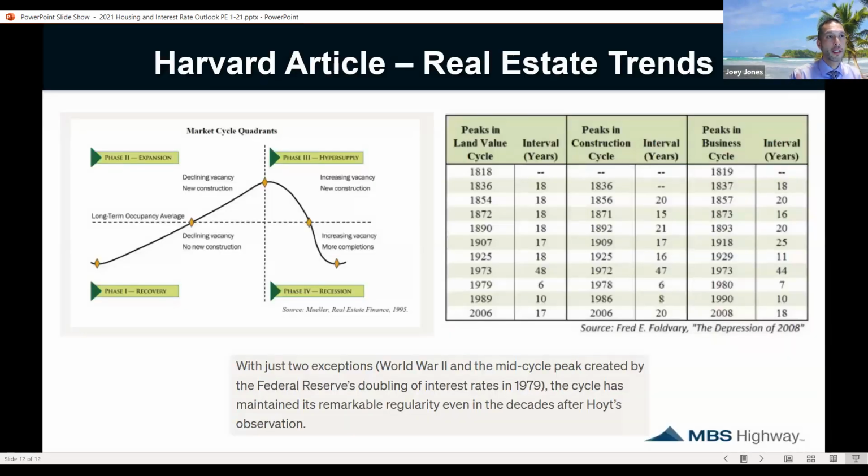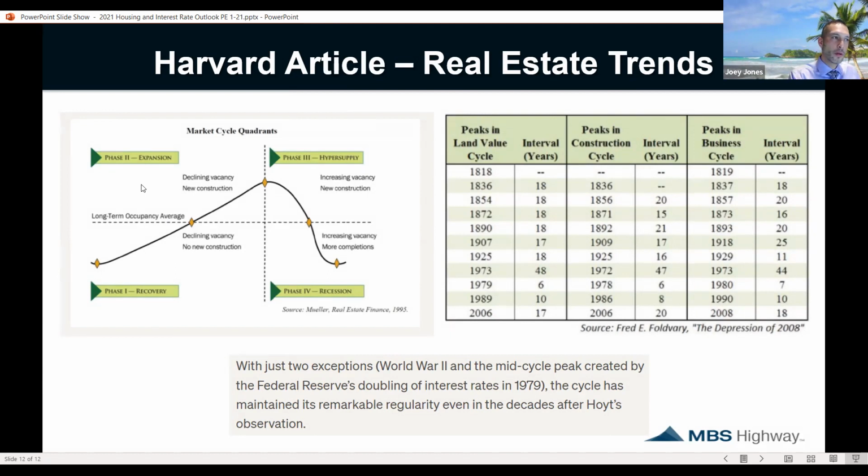And then this chart is something that I gleaned from a Harvard article, How to Use Real Estate Trends to Predict the Next Housing Bubble. And it talks about how real estate is cyclical. For the most part, with just two exceptions, World War II and the mid-cycle peak created by the Fed doubling rates in 1979, basically every 18 years, real estate values peak. So if we're talking 2008 was a peak, we're probably looking at 2024 before we hit another peak.